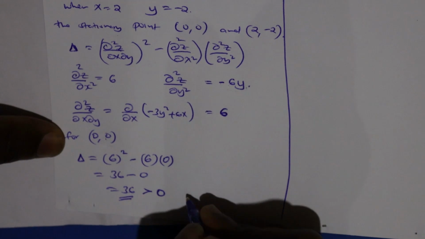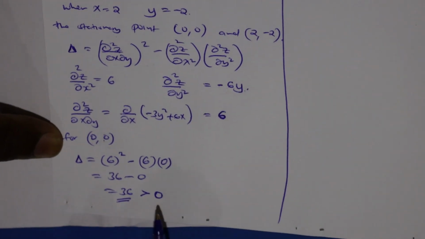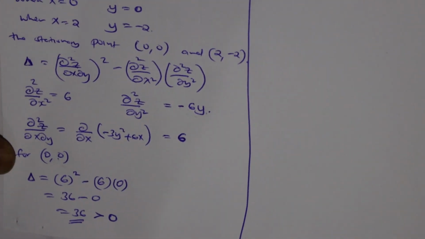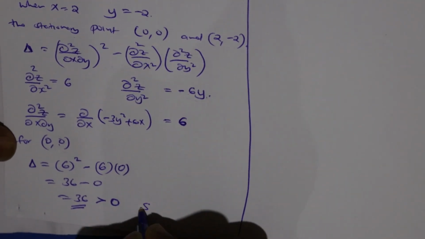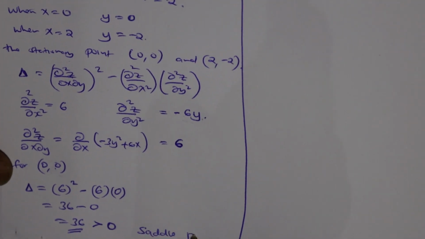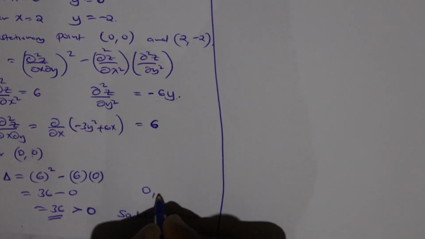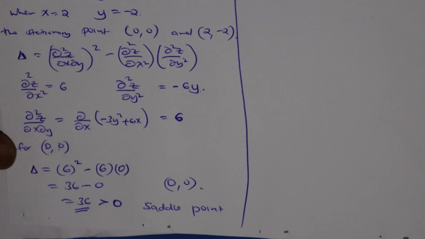Therefore the point 0, 0 is a saddle point, because when it is greater than 0, we have said it will be a saddle point. So your point 0, 0 is a saddle point.